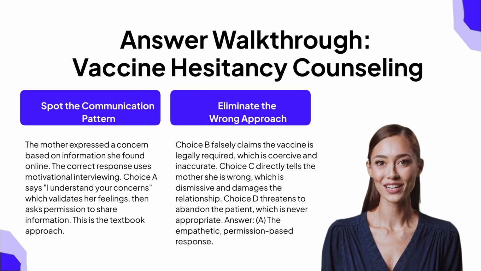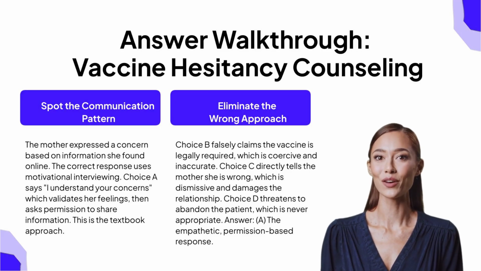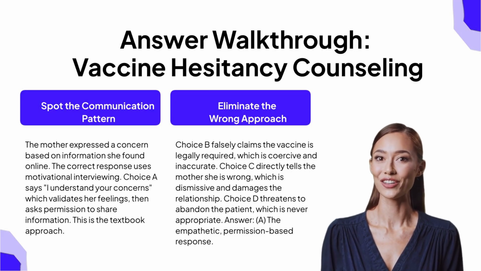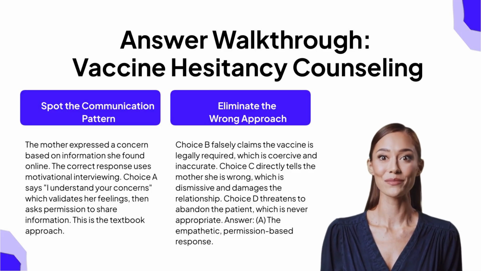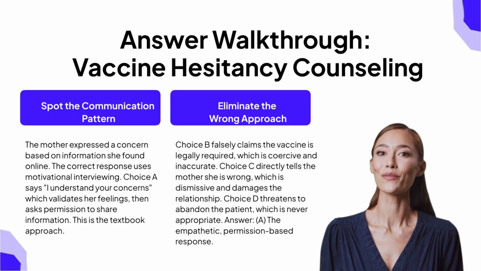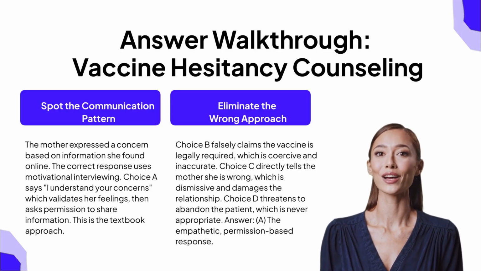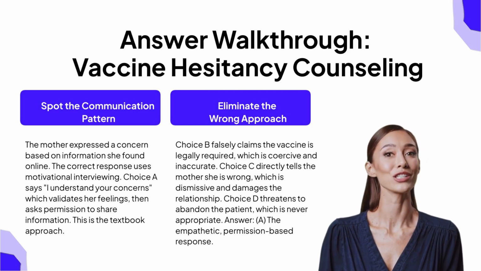Let us walk through this answer. The pattern to spot here is the communication style. On every vaccine hesitancy question, the correct answer has 2 components. First, it validates the patient or parent's concern. Second, it asks permission to share evidence. Choice A does both. It says, "I understand your concerns," which validates, and then asks, "Would it be okay if I shared some information?" which asks permission.